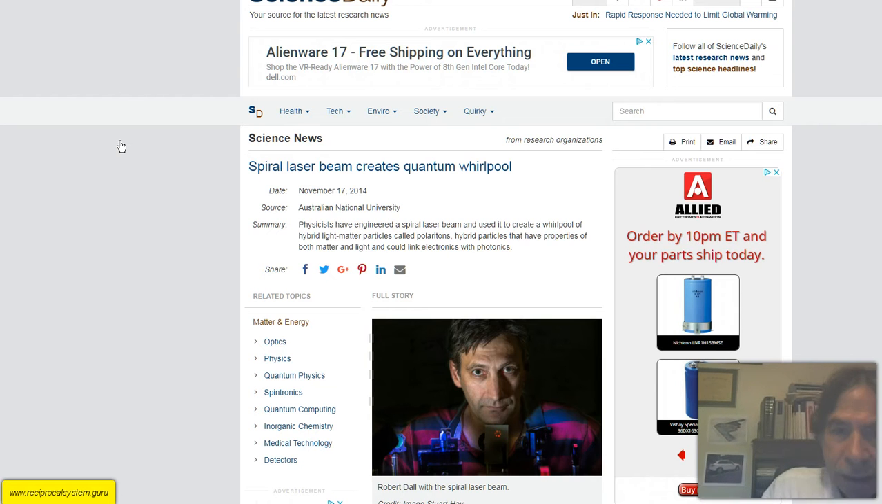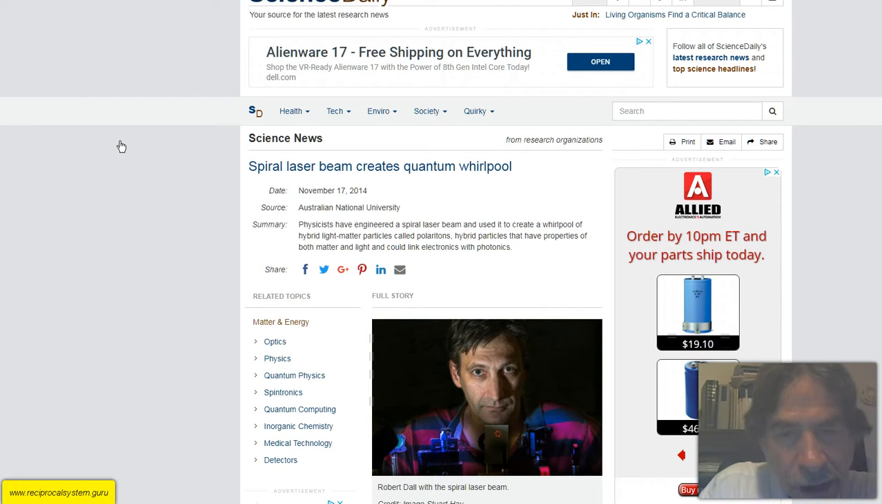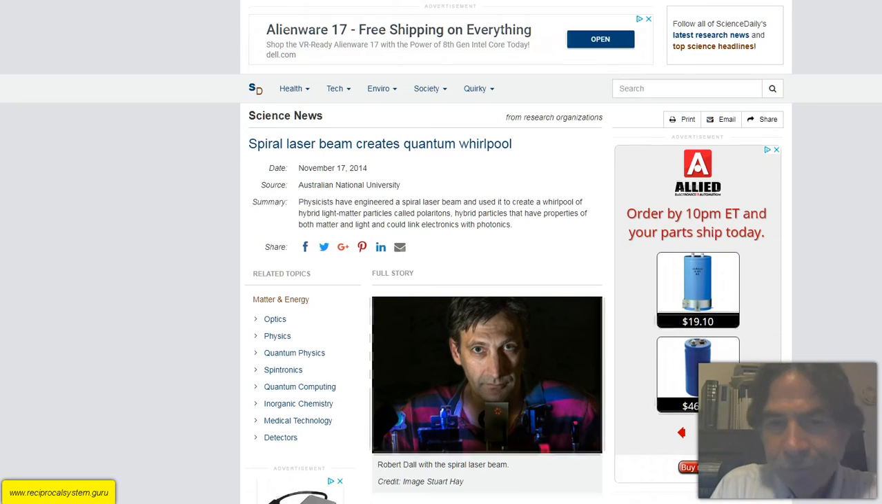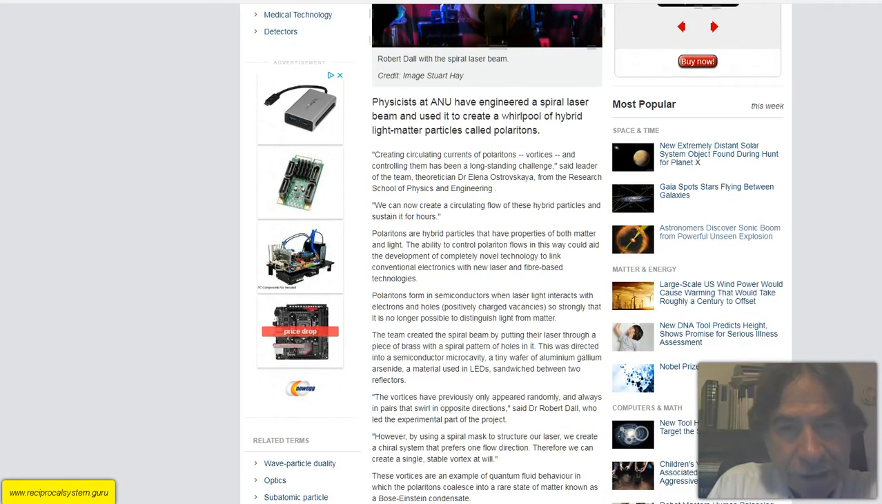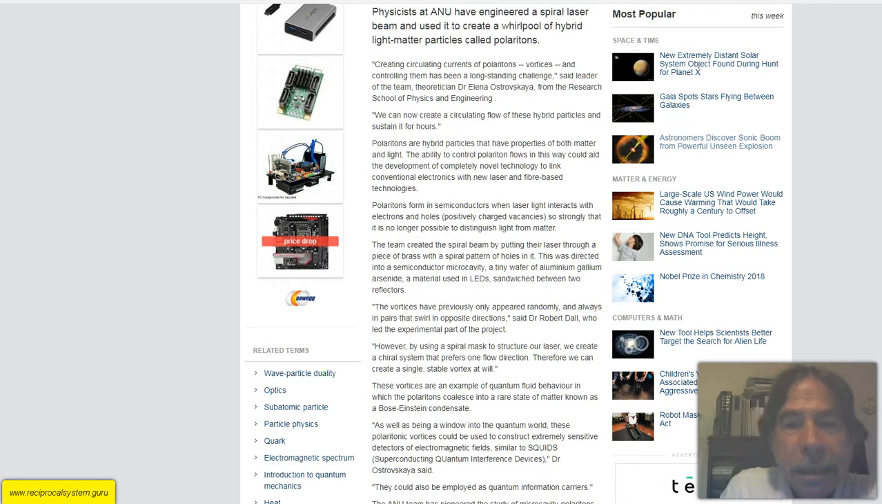Okay, so the topic here is: spiral laser beam creates quantum whirlpool. Physicists have engineered a spiral laser beam and used it to create a whirlpool of hybrid light-matter particles called polaritons. Hybrid particles that have properties of both matter and light could link electronics with photonics. Very interesting. Let's see what this says here. Quoting from theoretician Dr. Elena Ostrovskaya from the Research School of Physics and Engineering, creating circulating currents of polaritons, vortices, and controlling them has been a long-standing challenge.